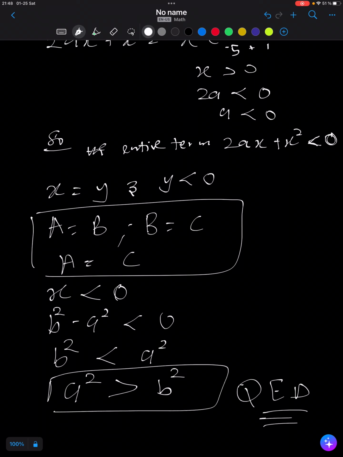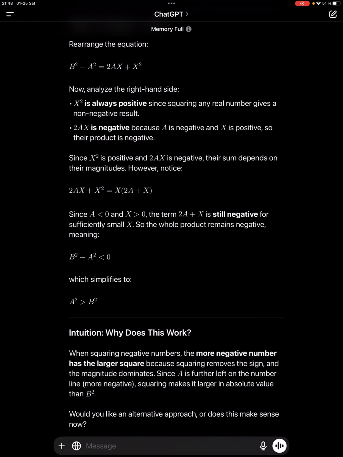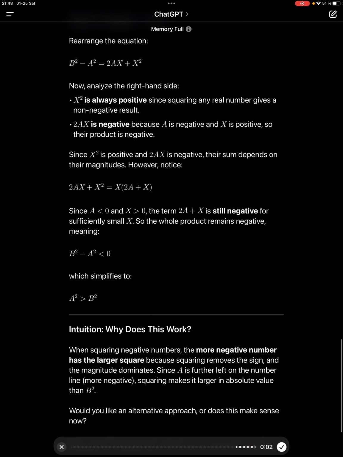Oh, that's nice. So I want to ask about that last part. The part that I don't understand is how does it translate to the fact that just because the 2ax plus x squared term turns out to be negative, that is less than 0, how does that then transfer to b squared minus a squared? Is it a property where if x is equal to y and y is less than 0, then x also is less than 0? Is that the reasoning there? And what is the name of that property?